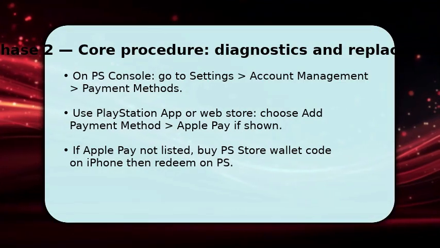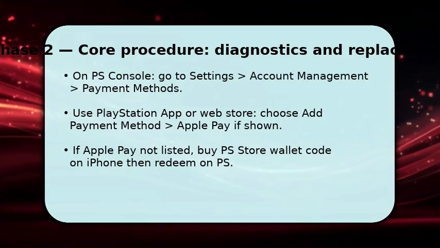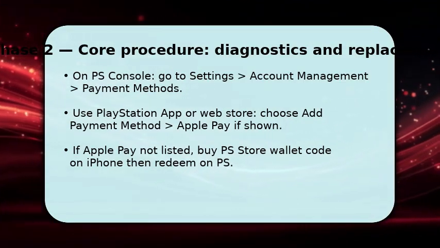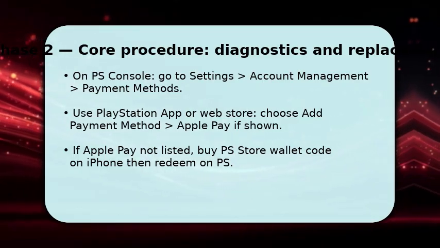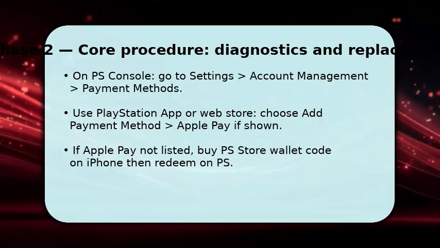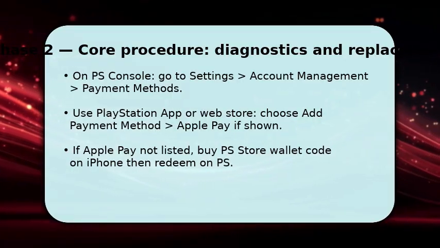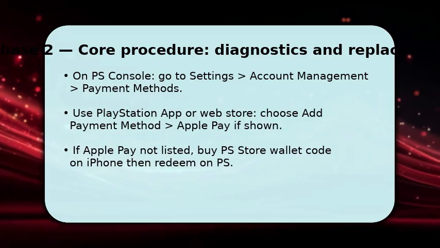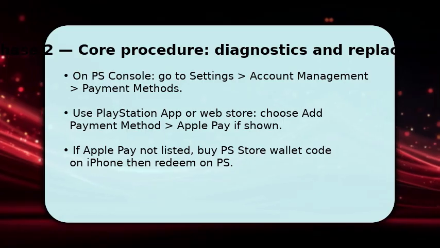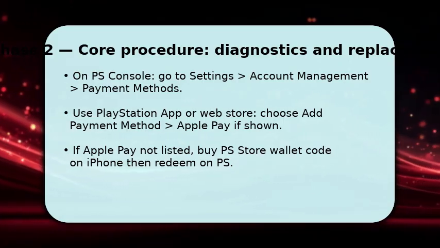Next, link Apple Cash to your PlayStation purchase flow. On your PlayStation console, go to Settings, Account Management, and Payment Methods to see available options. If your console shows Apple Pay, choose it and approve the charge on your iPhone using Apple Cash. That authorizes the transaction instantly. Once approved, the store charges your Apple Cash balance.